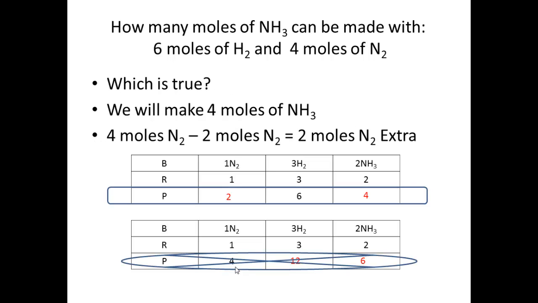So I am only going to make 4 moles of ammonia because I don't have enough hydrogen to react to form more ammonia here. I'll just have extra nitrogen. Just like if you're making a sandwich, you're not going to use all the bread in one sandwich. You just take the 2 pieces that you need in order to make it.